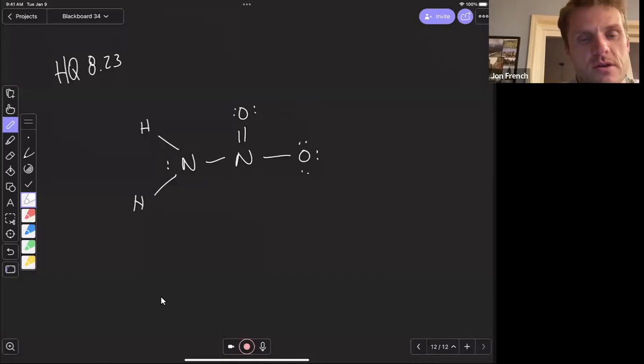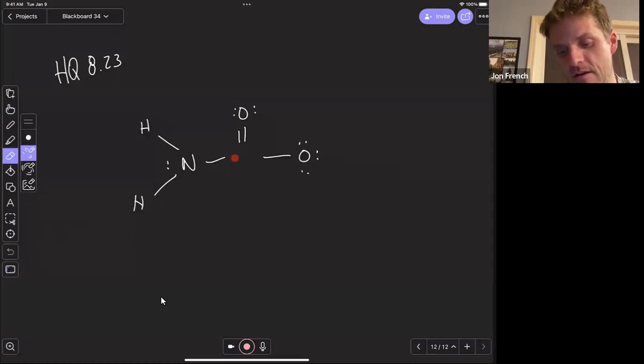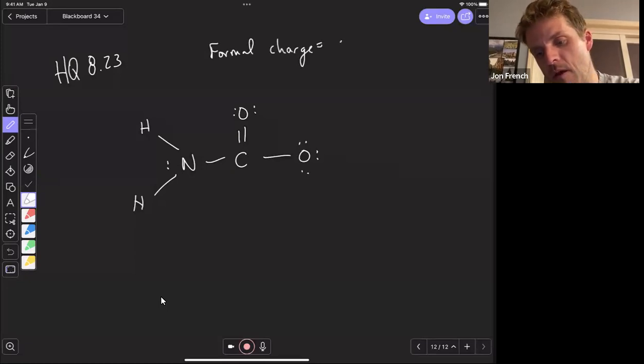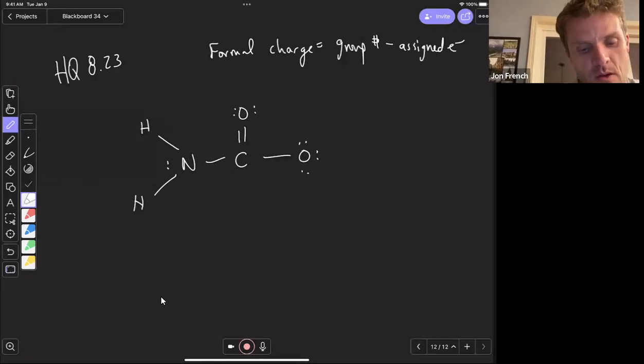So for homework question 8.23, they give us this Lewis structure, then ask us to assign formal charges on everything. And one quick change, there's a carbon there, right? So formal charge is our group number minus assigned electrons. So, right, hydrogen, we can do hydrogen first.